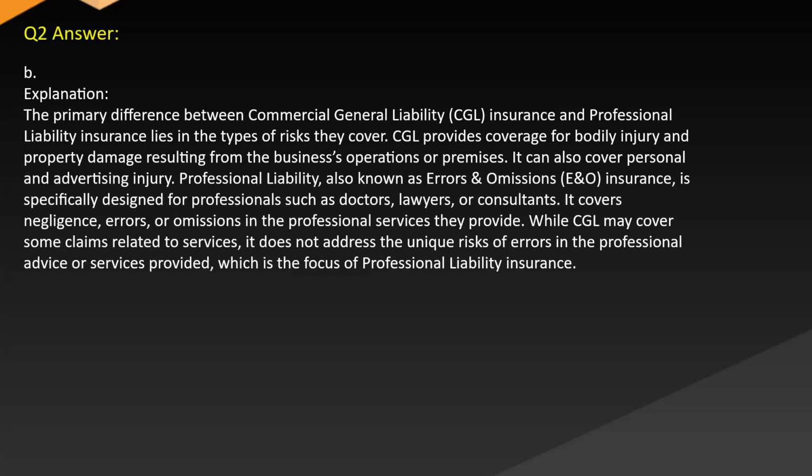Professional liability, also known as errors and omissions (E&O) insurance, is specifically designed for professionals such as doctors, lawyers, or consultants. It covers negligence, errors, or omissions in the professional services they provide. While CGL may cover some claims related to services, it does not address the unique risks of errors in the professional advice or services provided, which is the focus of professional liability insurance.